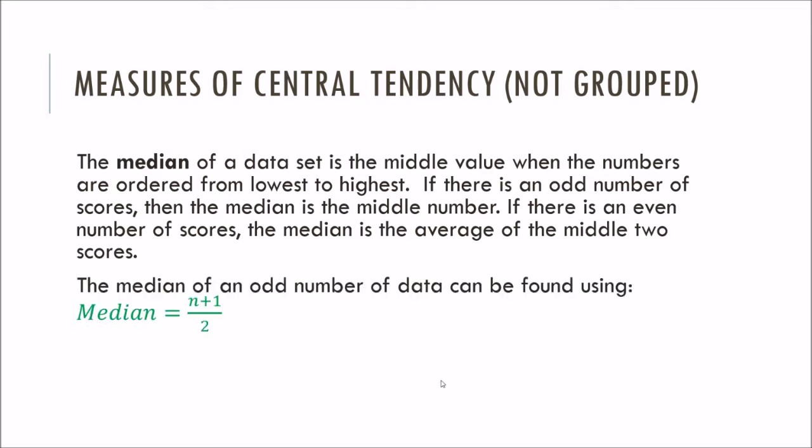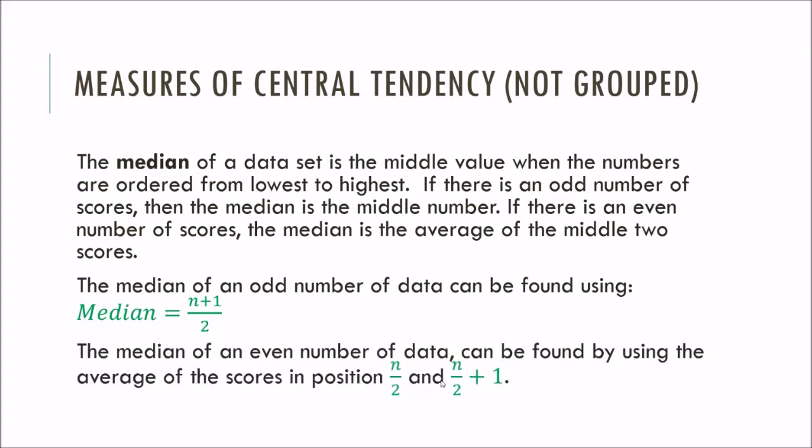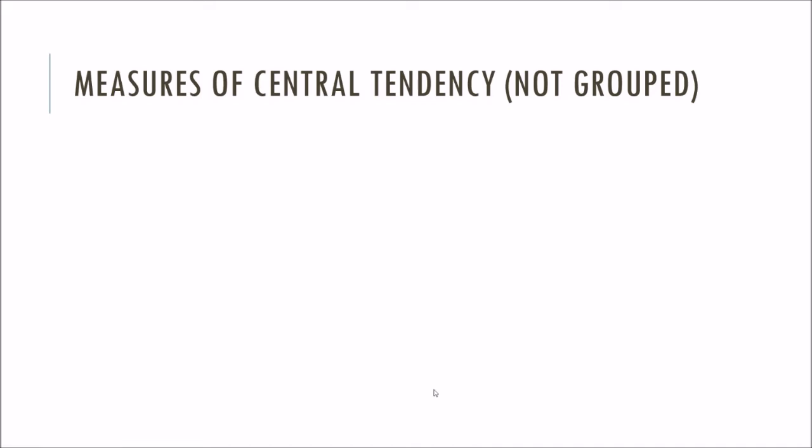So if we have an odd number, we can find the position of the score that we're looking for by calculating n plus 1 divided by 2. If it's an even number, then we need to take the average of the 2 scores found in position n divided by 2 and n divided by 2 plus 1. Remember, our n here is the number of scores. So this doesn't tell us what the actual score is. This tells us the position of the score that we are looking for.